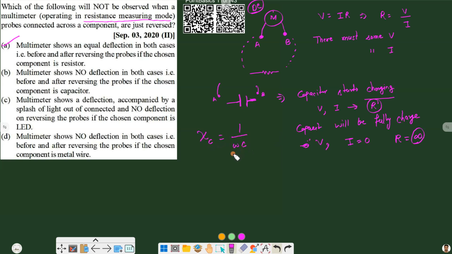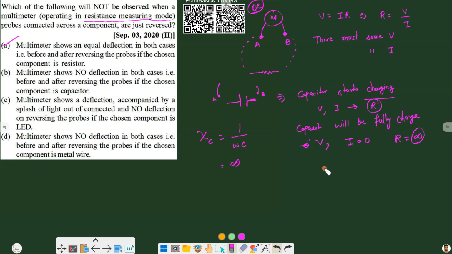And we know that for a capacitor, its resistance or capacitive reactance is given by 1 by omega C, where omega is the frequency. For a DC supply, frequency is 0, so its capacitive reactance becomes infinite. So a capacitor does not conduct DC. So it will show deflection. Even if we reverse it, the principle and process will stay the same.